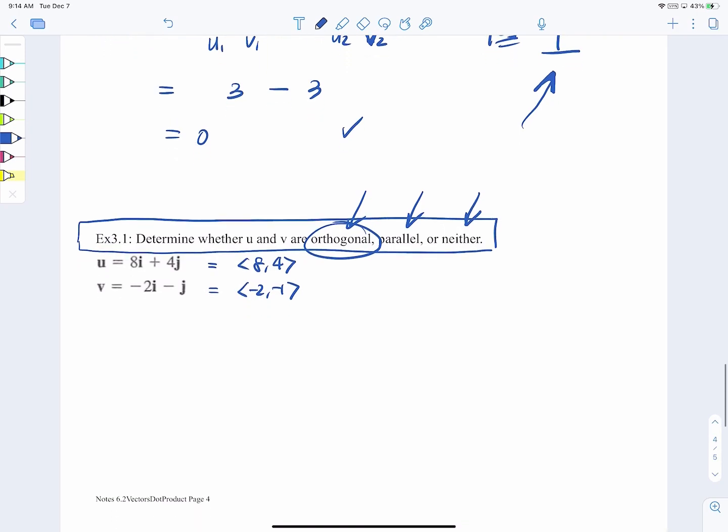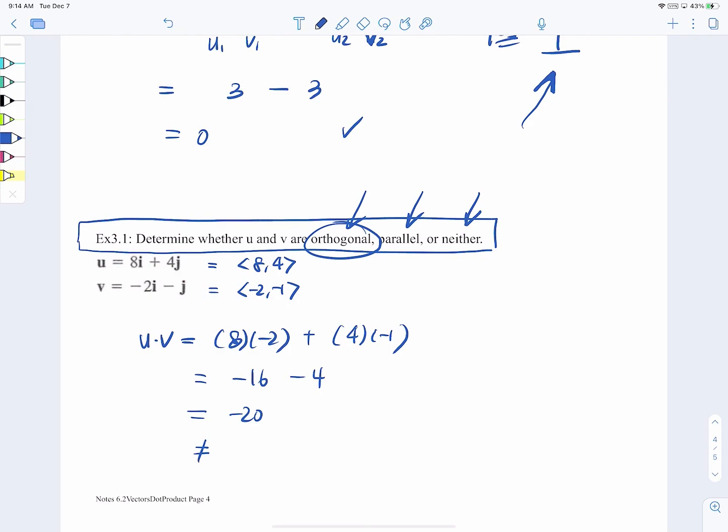Okay, so let's just do u times v. So I get 8 times -2 plus 4 times -1. I get -16 minus 4, -20. Definitely not equal to 0. Not orthogonal. Okay, it's not orthogonal. So is it parallel?